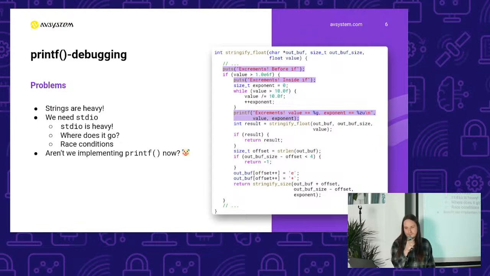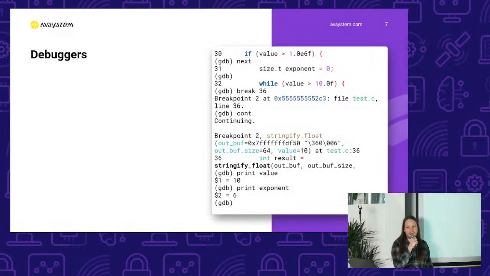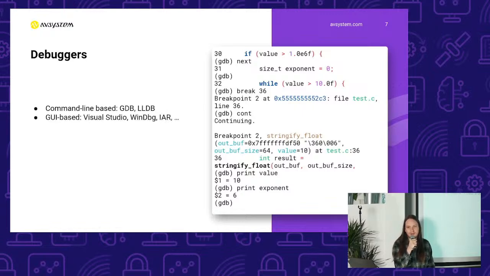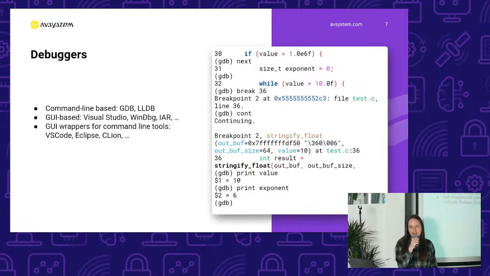So another thing you probably know how to use is a debugger, like GDB on this, let's call it a screenshot. So using a debugger like GDB or LLDB that you can use from the command line, or in GUI you can use something like Visual Studio or IAR. Many IDEs have debuggers integrated. Other IDEs are wrappers around command line debuggers, like you can use in VS Code or Eclipse or CLion.